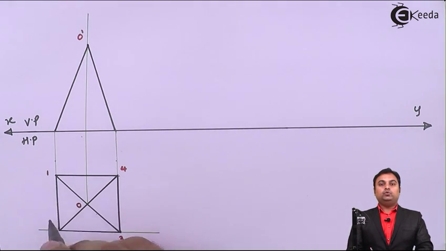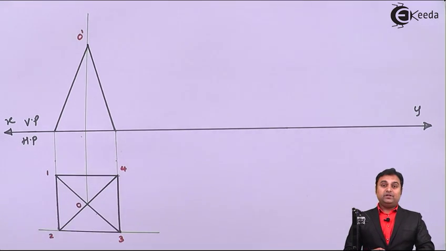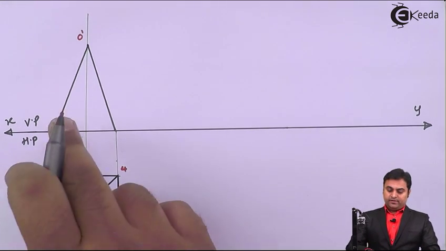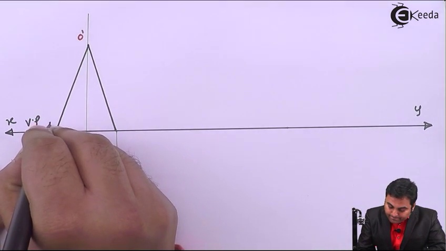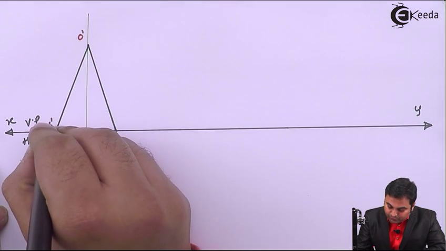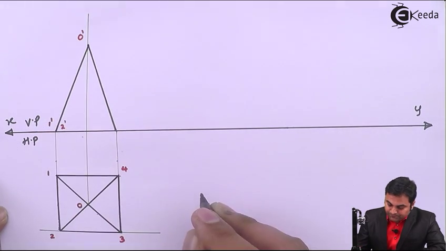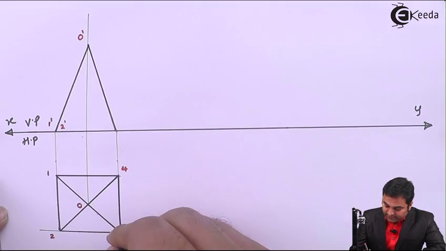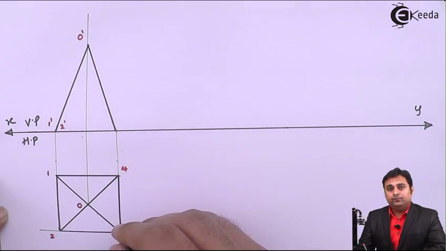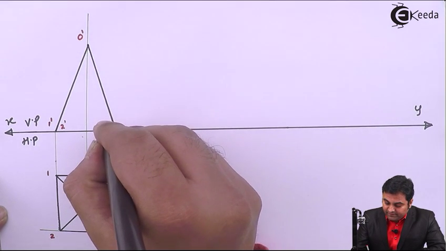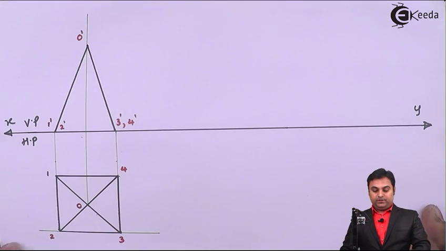Points 1 and 2, they are coinciding. Actually this 1 and 2 is an edge. It will be seen as a point in front view. In the top view it is seen as an edge 1 to 2, whereas in the front view it will be seen as a point because both the points are coinciding here. So 1 dash 2 dash. Next, here is the apex, and then points 3 and 4, it is seen as an edge in the top view, whereas in the front view it will be seen as points. So 3 dash and 4 dash.